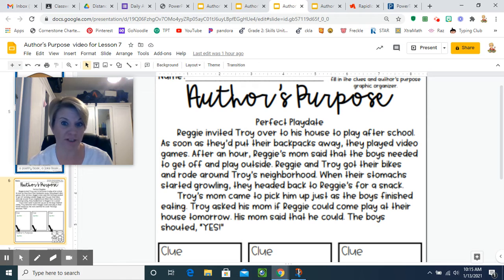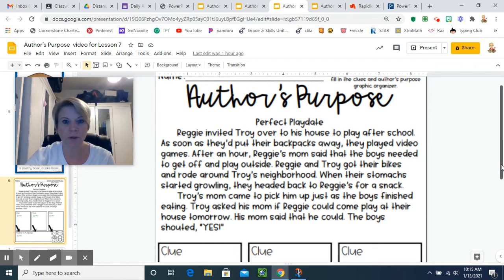So my first thought would be that this is probably a passage where the author is trying to entertain us. I don't remember the author trying to get me to do something or believe something. They didn't tell me facts or teach me any kind of new information, but they did tell me a story, and it held my attention, and I had some kind of emotion. I was excited for the boys because they get to play together tomorrow.